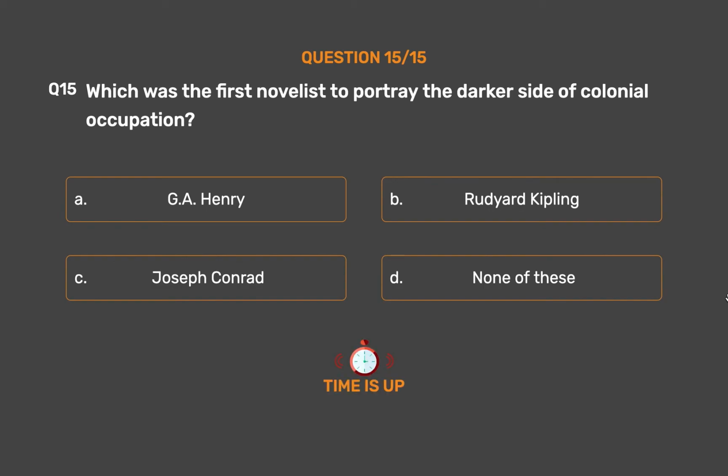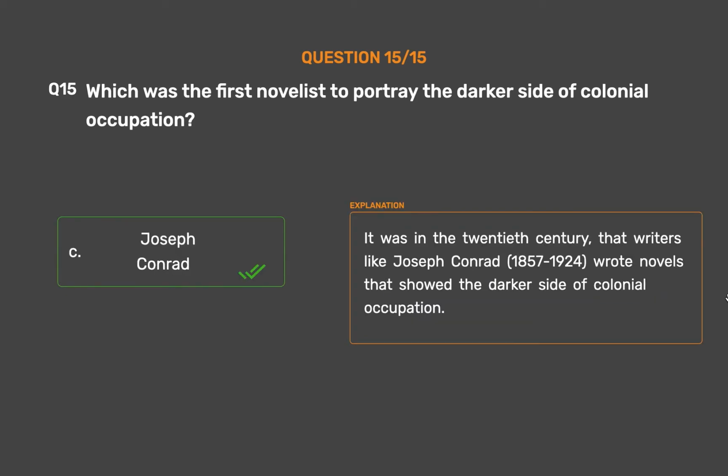The correct answer is Option C. Joseph Conrad. It was in the 20th century that writers like Joseph Conrad, 1857 to 1924, wrote novels that showed the darker side of colonial occupation.